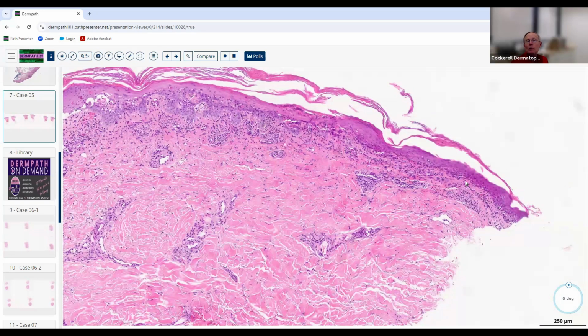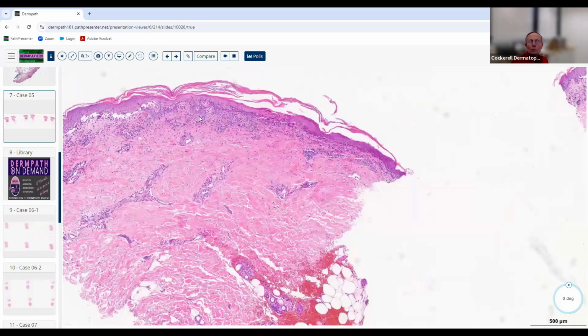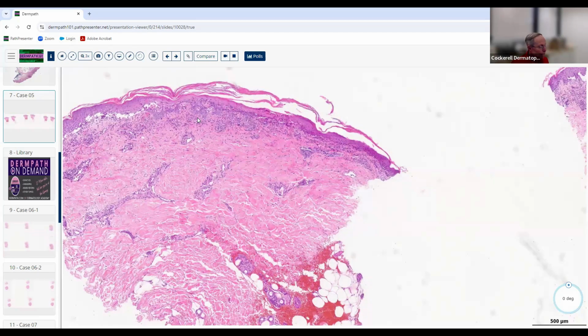But this is an example of an interface drug eruption, and interface dermatitis is one of the most common patterns we see with drug hypersensitivity. You get spongiotic, psoriasiform, all sorts of reactions can occur. Drugs can do just about anything, but interface dermatitis is one of the more common patterns. And this was maybe due to a chemotherapeutic agent.